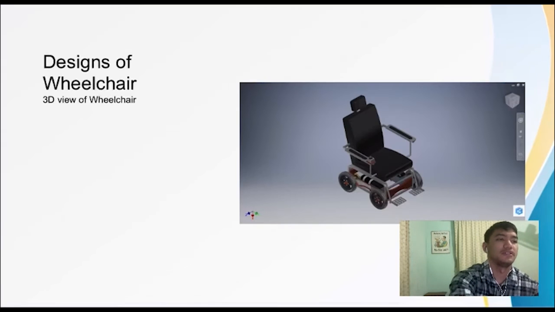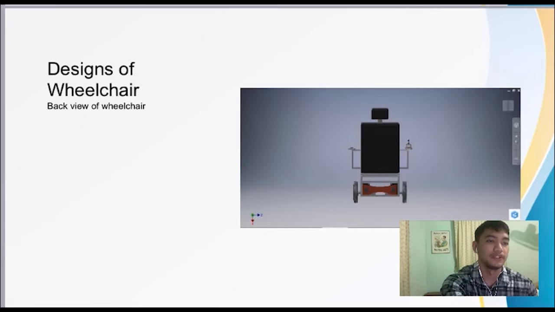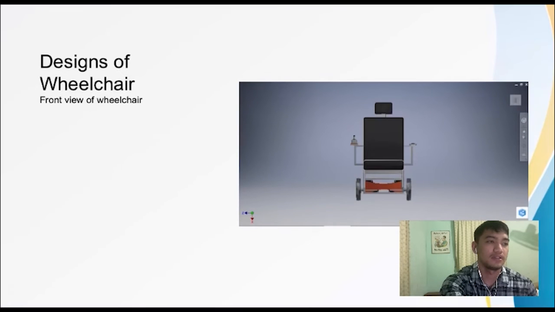So this is the 3D view of the wheelchair. This is the left view of the wheelchair. This is the back view of the wheelchair. And this is the front view of the wheelchair. I want to let you know that this wheelchair has a connecting rod between the tires.